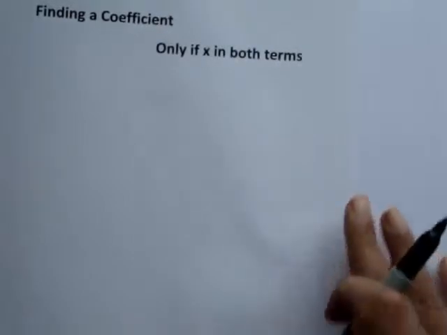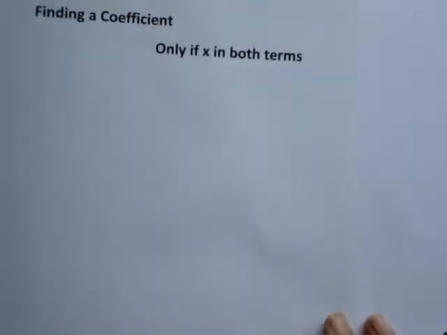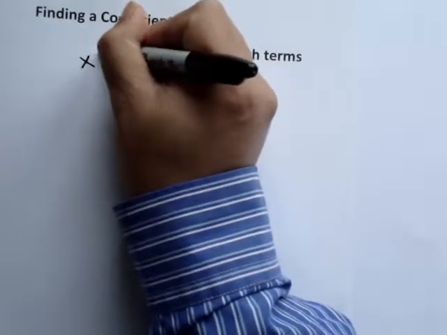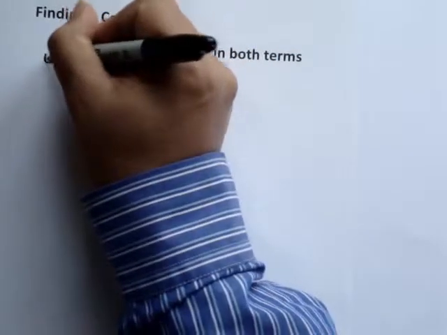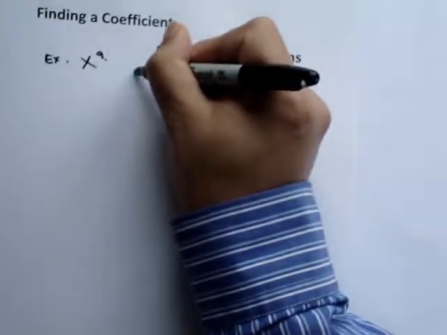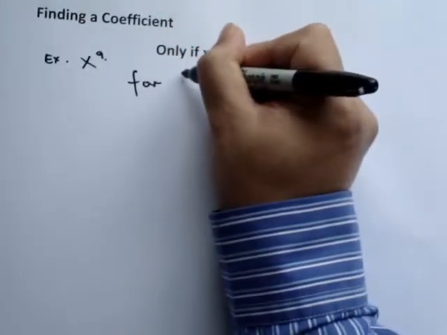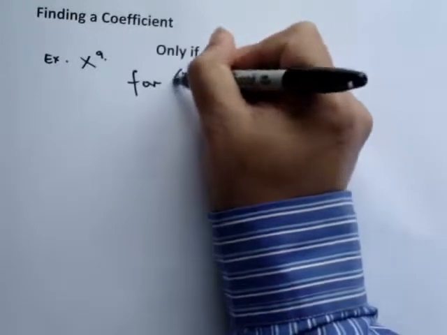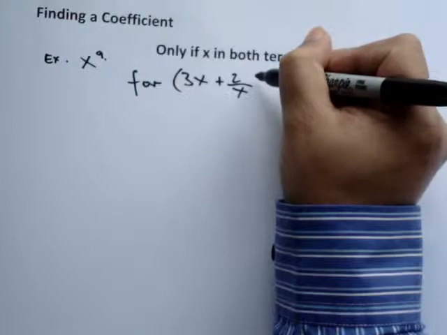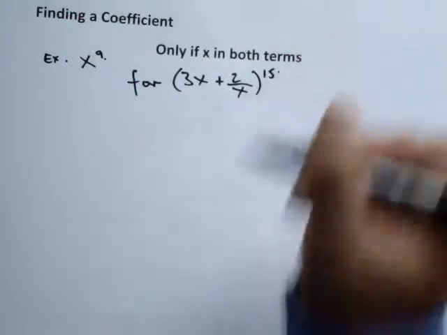Sometimes we can be asked to find a coefficient. We can only do this if there's an x in both terms. So to find a specific coefficient, for example the coefficient that's attached to x to the power 9, and we're expanding (3x plus 2 over x) to the power 15.